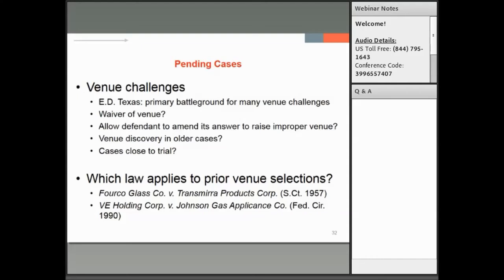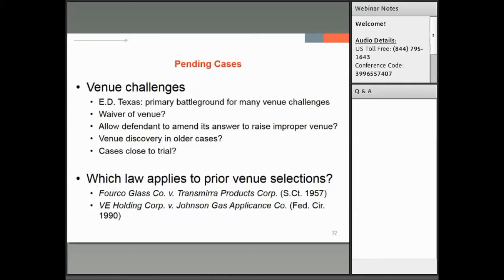This is going to be another battleground. And unfortunately, there are probably more questions than answers here right now. We're likely to see a wave of venue challenges. We know that. We've already seen some of those challenges take place. And they're going to take place in Texas prominently, but probably in other locations as well.